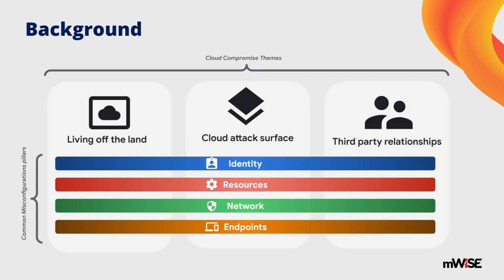Throughout the session, the three major themes that we'll cover: one, living off the land, how attackers leverage legitimate software, tools, and native cloud services to carry out cyber attacks. Two, cloud attack surface, an expanded attack surface with a hybrid and a cloud-only infrastructure setup. And three, third-party relationships, how a compromise at a service provider or within the supply chain process oftentimes leads to significant cloud incidents. For each of these themes, we'll dive into case studies as well as takeaways. Takeaways are mapped to four major pillars: identity, resources, network, and endpoints.